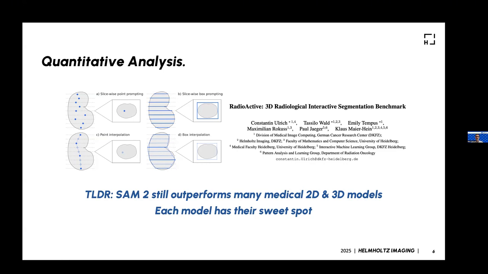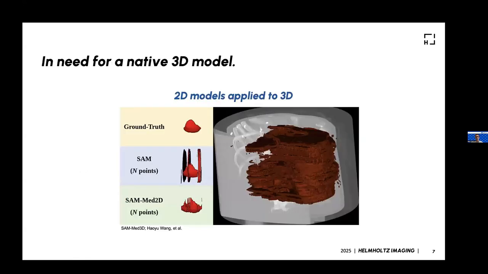The TLDR is basically that, as I said, each model has its sweet spot, but if you benchmark on a large dataset of medical data, CT, MRI, and all of this, then you can see that SAM2 still outperforms many of the models. And especially the 2D to 3D problem is a big issue. We saw this before in the SAM-Med3D paper, that 2D to 3D is handled very badly by most interactive segmentation models, because they don't know if you click on a slice, is the body meant or is the tumor meant? And then you get these kinds of segmentation masks, right? So we need a native 3D model.